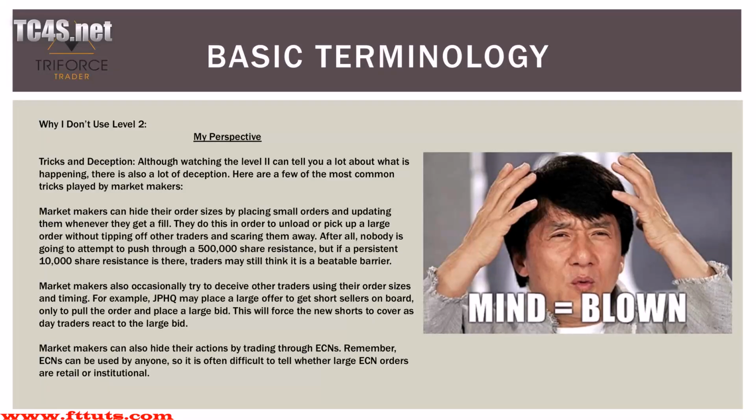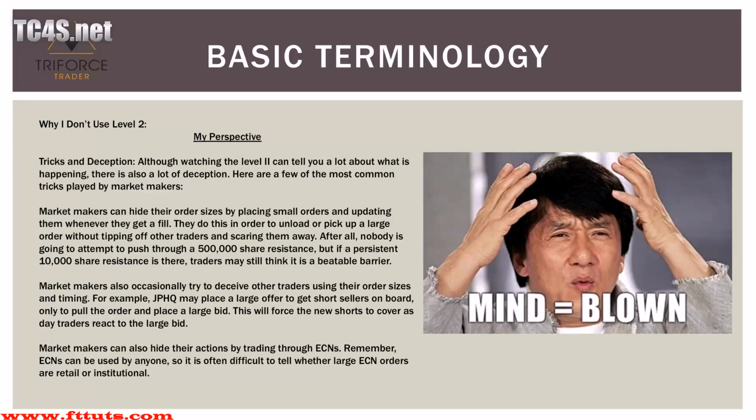Remember, the ECNs that you saw were just the order makers, and the market maker is the one that fills it. Market makers can hide their order size by placing small orders, blocks of 100, let's say, and then updating them whenever they get filled. They do this in order to unload or pick up a large order without tipping off other traders and scaring them away. After all, nobody is going to attempt to push through a 500,000 share resistance.